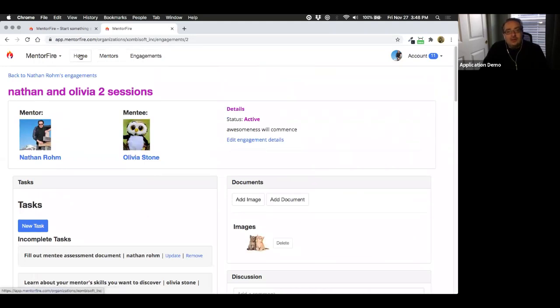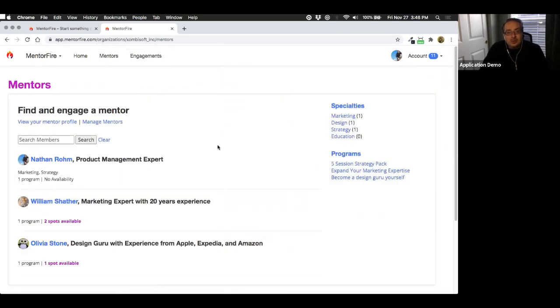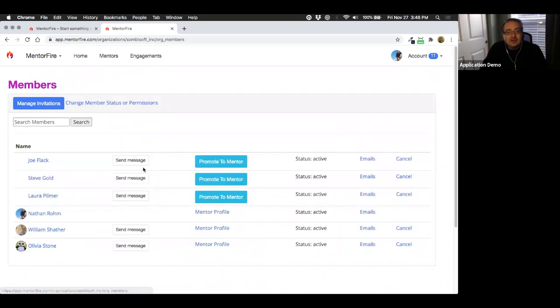So that is MentorFire. It's a super simple tool for anyone to come in and be set up as a mentor. And you can see here we have all the members of our organization. And if I want to promote one to a mentor, I have the permissions so that I can do that.